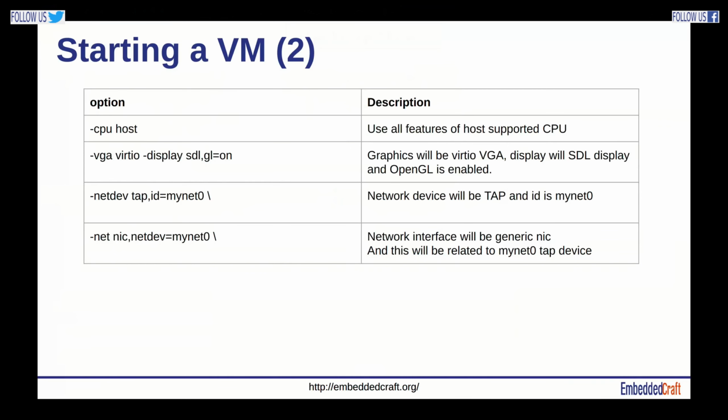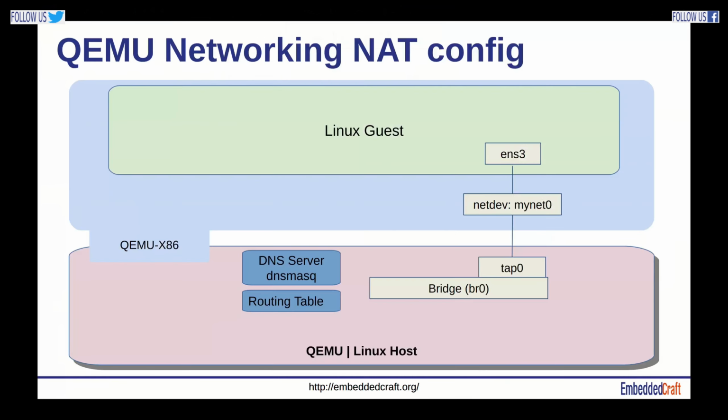This is description of each option. Here is the architecture of Linux Guest VM. This is TAP network interface in Linux host. Front-end network device will be of TAP type. This TAP interface will be placed on bridge. DNS server is running to provide IP address on devices present at bridge. Routing table is present to route traffic to bridge interface.